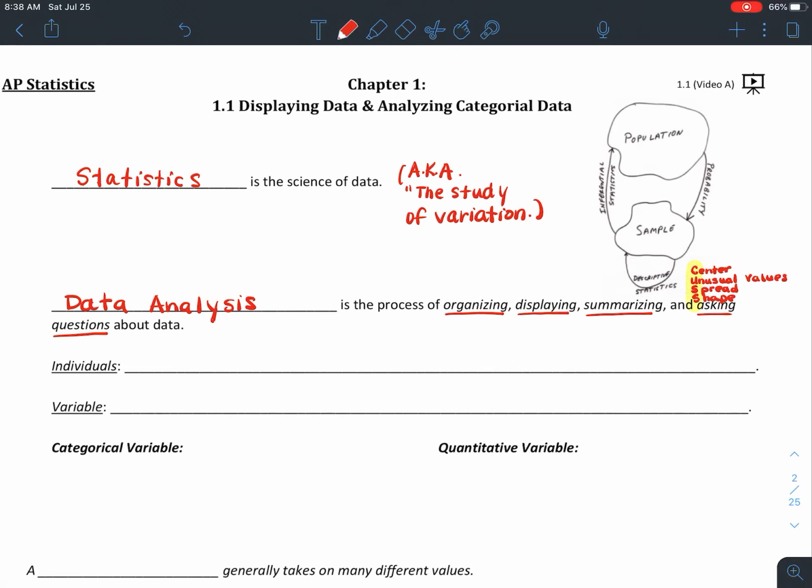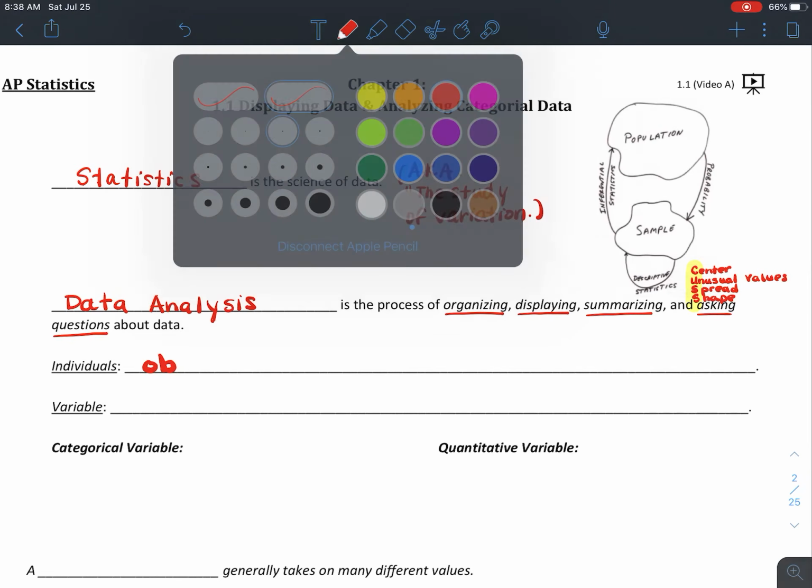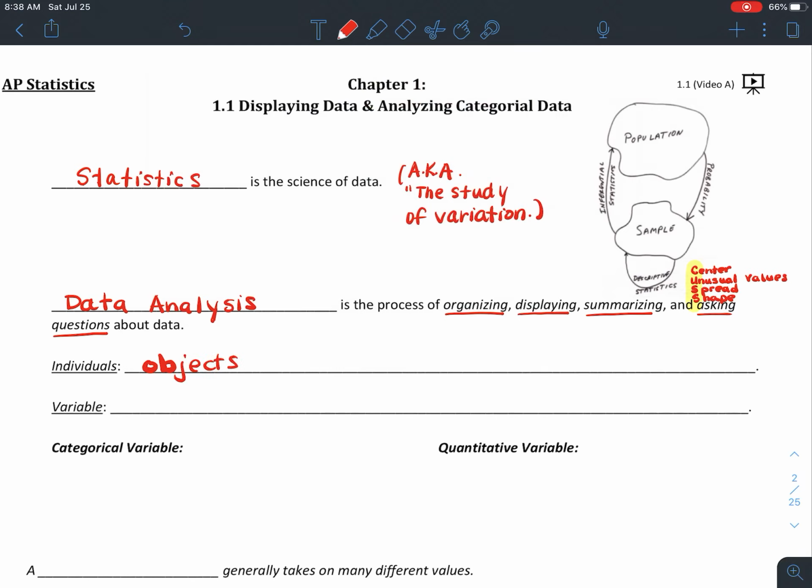We're going to take a look at this term called individuals. What individuals are is they are objects described by the data set. Okay. So it doesn't have to be people, okay? It doesn't have to be people. But individuals are typically who you're collecting the data from or what you're collecting the data from.